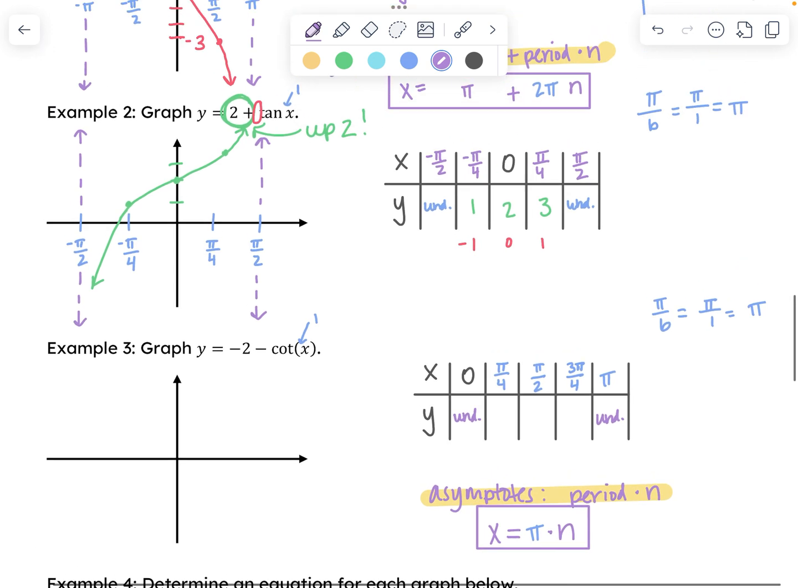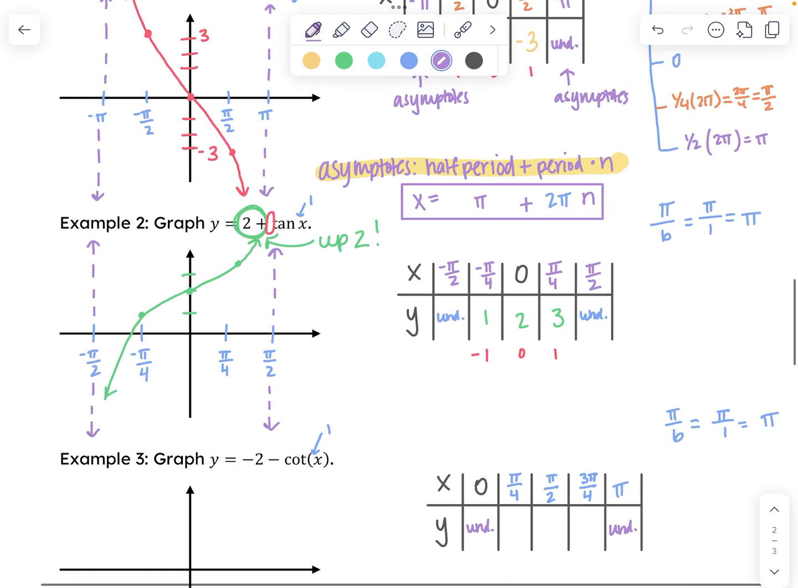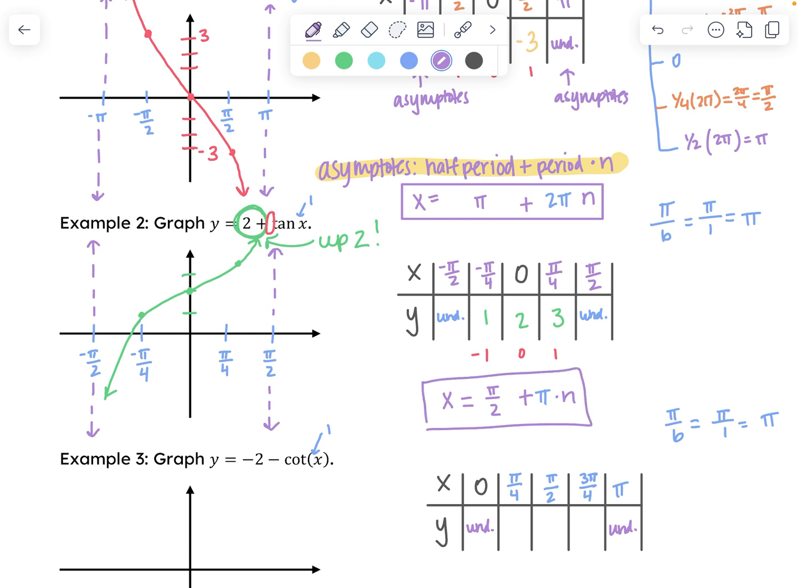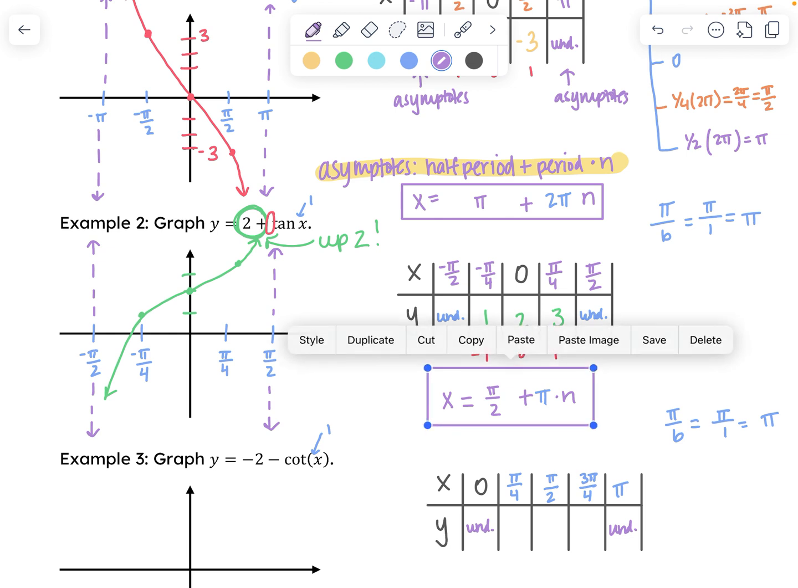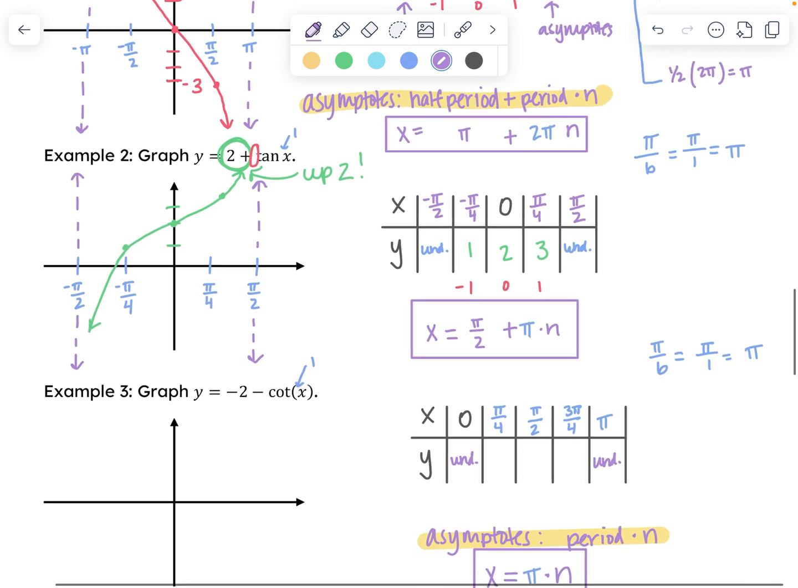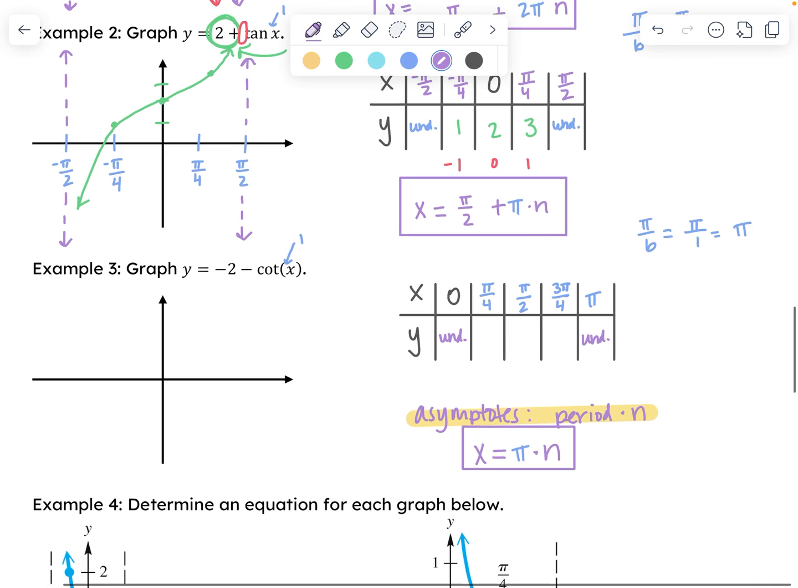And I totally skipped over that for the last one. The last one was a tangent, so it follows the equation above it, half the period plus period times n. So my period was pi, so that would be plus pi times n, x equals for the vertical line, and half the period would be pi over 2. So that would be the equation for the asymptotes in example 2. My bad. I think I got caught up in the choking and skipped over it.